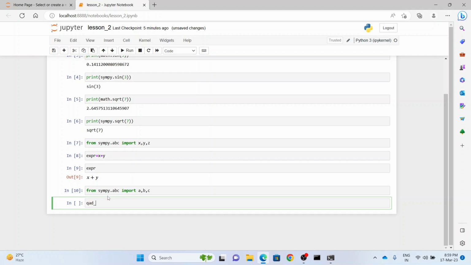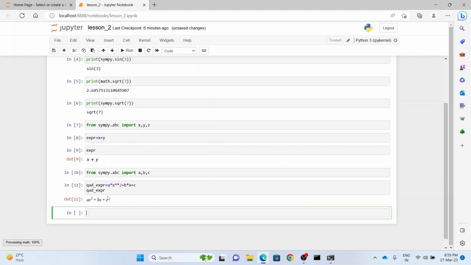So we write now quad expr, the quadratic expression, as a x square plus b x plus c. And let's see the output now. So as you can see here, the output of quad expr, that is the quadratic expression, is a x square plus b x plus c.